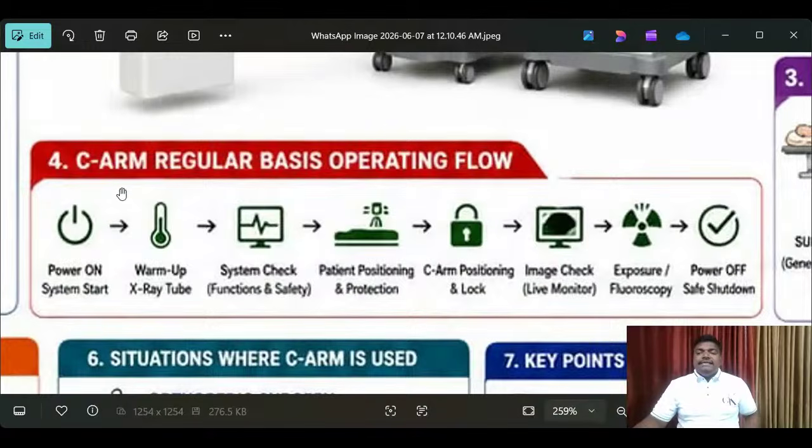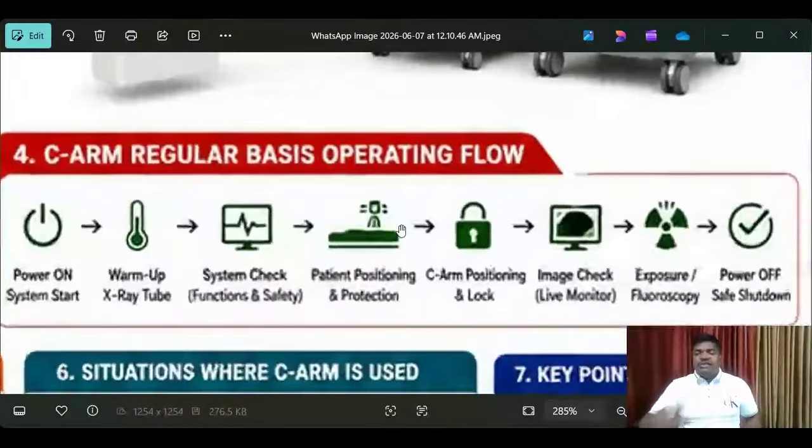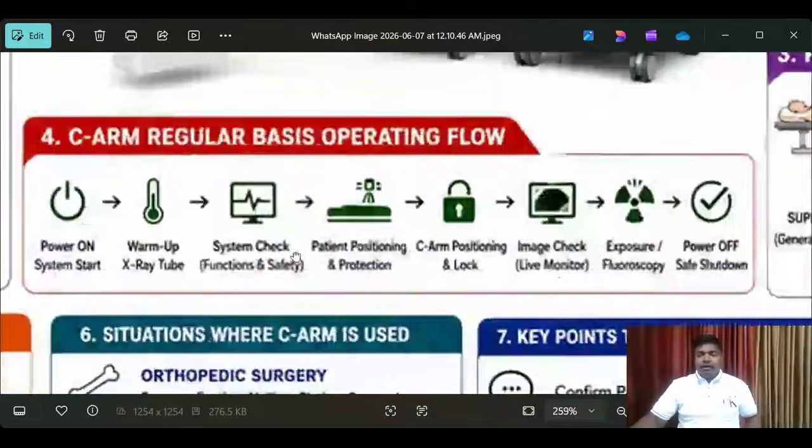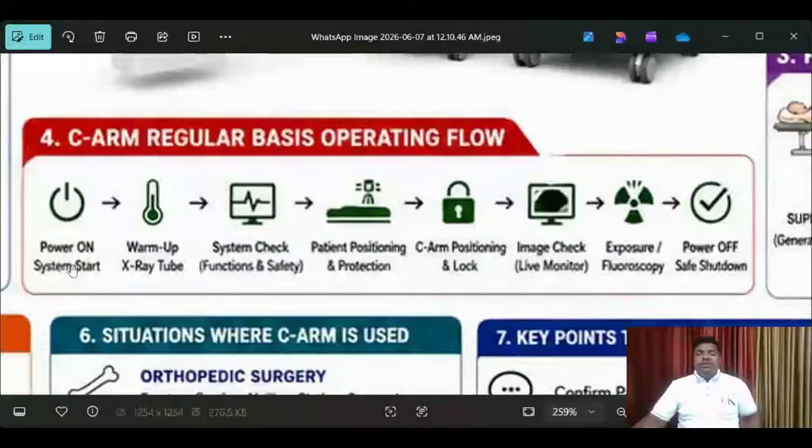Now see here, CM regular basis operation flow. I'm sincerely explaining this. Today is Sunday and I'm spending my time, so please grasp the concept, this is a very important topic. And see here, CM regular basis operation: power on, system start. Next, warm up the X-ray tube. Okay, see, these are all the regular basis working flow.